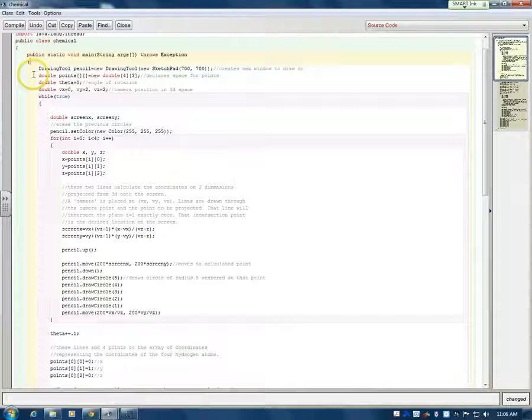So to start, the first line, this one right here, creates a new drawing tool which will be used to draw, and it also creates a new sketchpad on which to draw, and that is the new sketchpad 700 by 700. As indicated by its constructor, it's 700 pixels by 700 pixels wide by default.